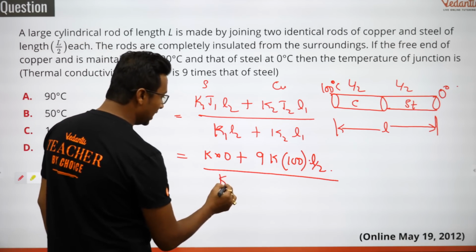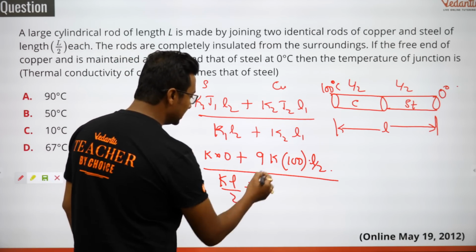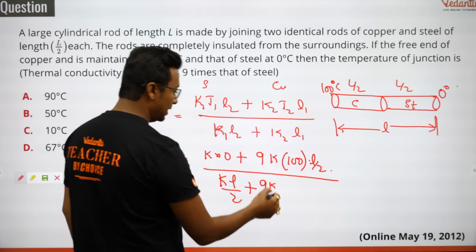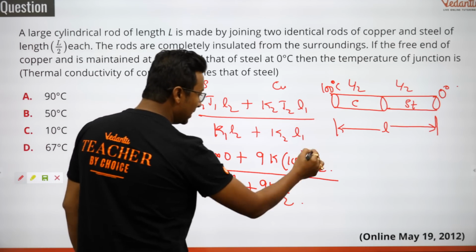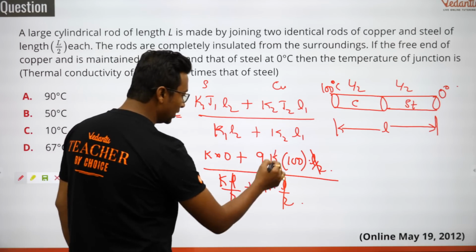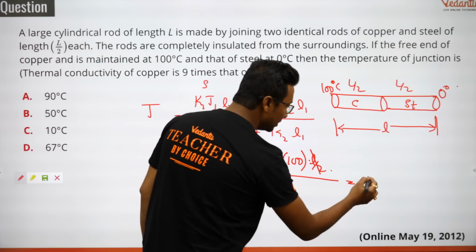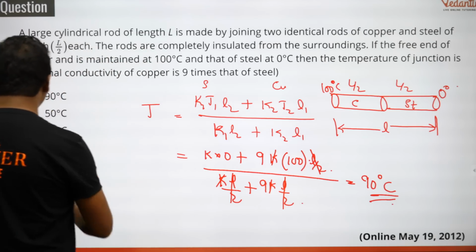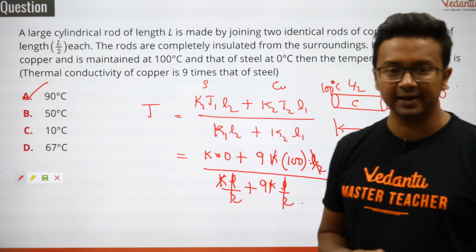Plus this is going to be 9 times K, length is again L by 2. Clear? L by 2, L by 2, L by 2 will cancel out here. K is going to go. So this is 900 by 10, that is 90 degrees centigrade. So option A is the right answer. Clear, guys?